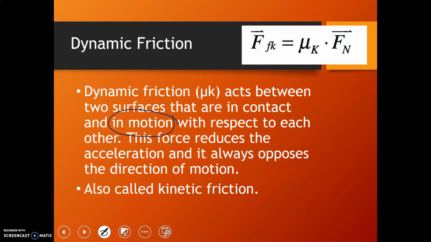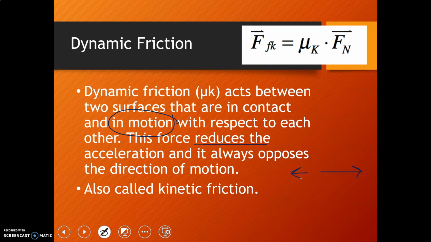This force reduces the acceleration, so it works to slow down the motion, slow down the acceleration, and it always opposes the direction of the motion. So if the object's moving to the right, this dynamic friction would be going towards the left. Opposes, it's going in opposite directions. Some people also call this dynamic friction a kinetic friction.